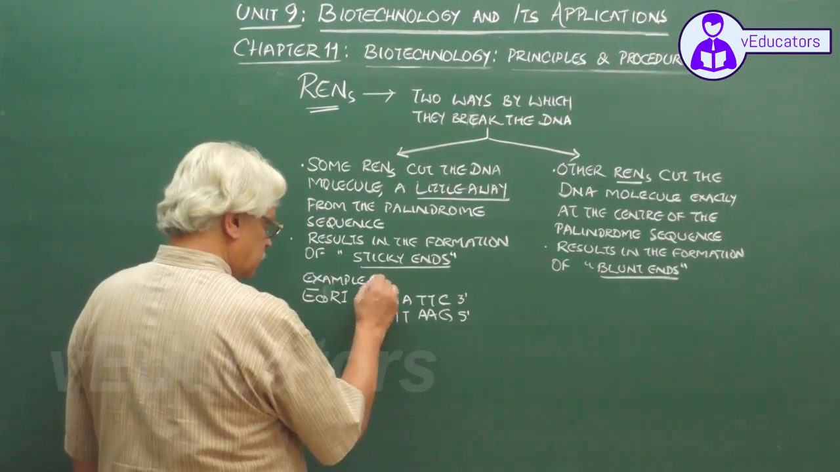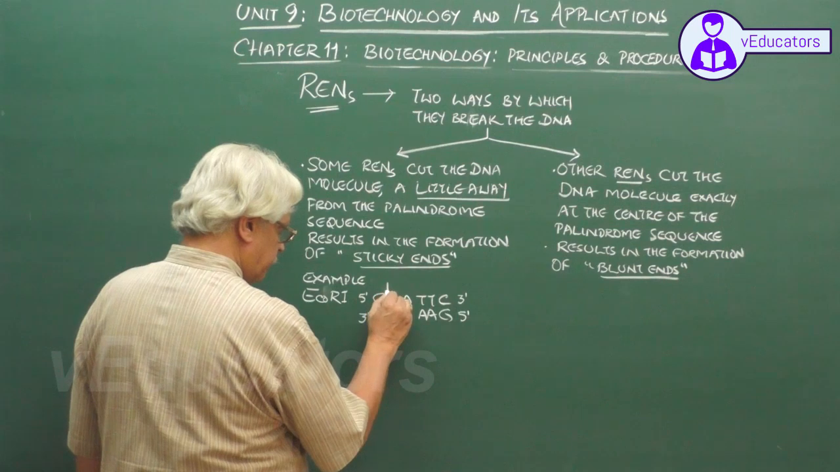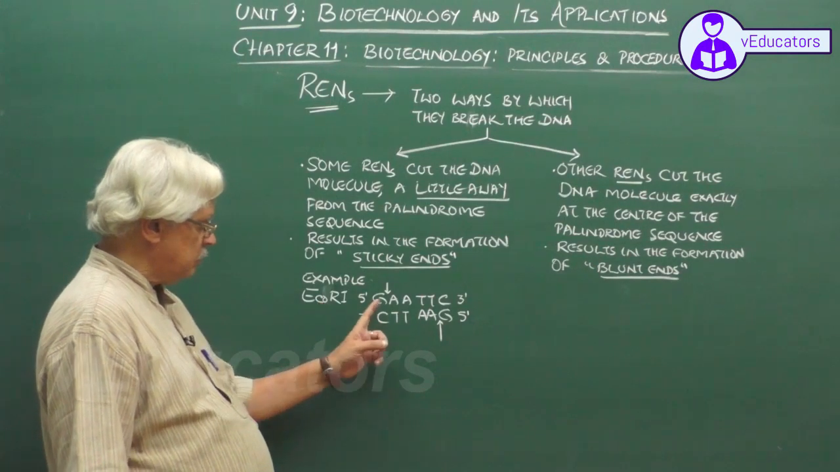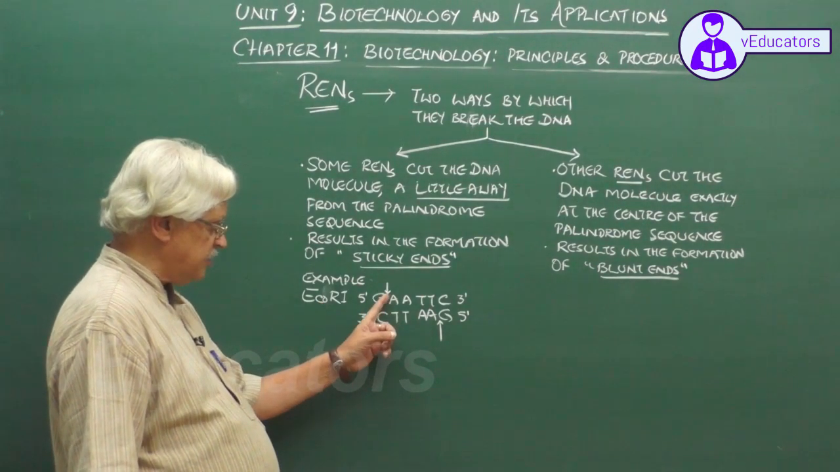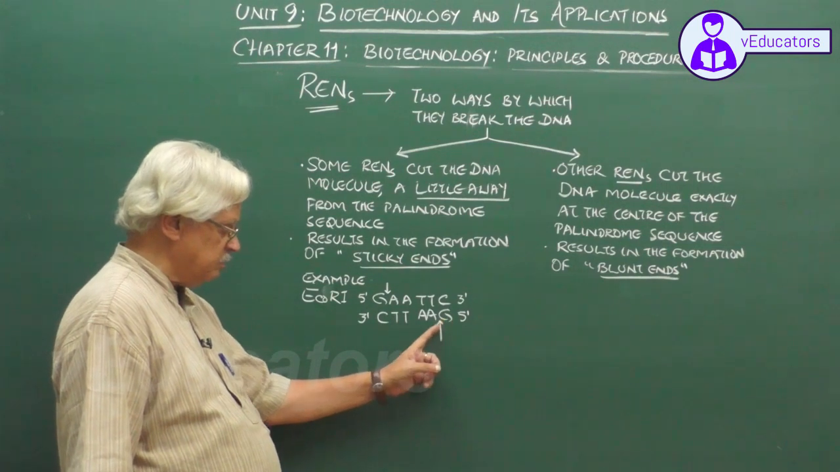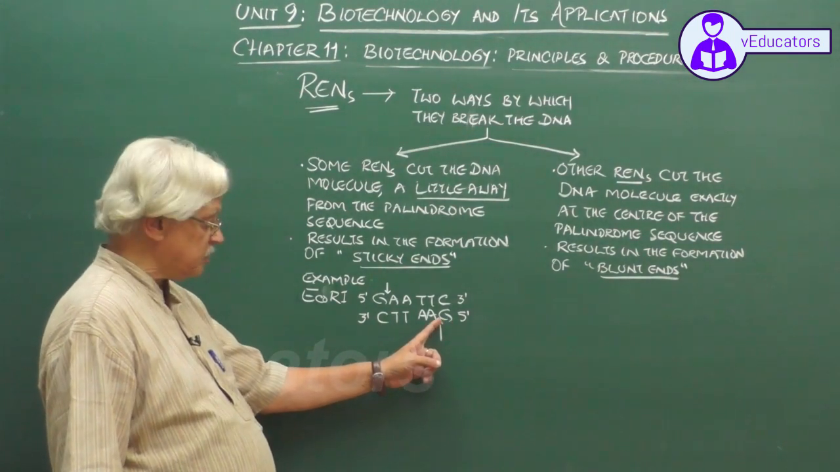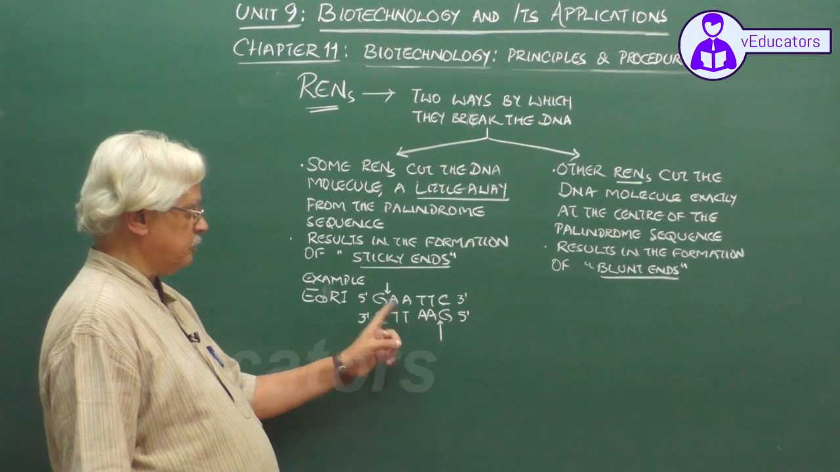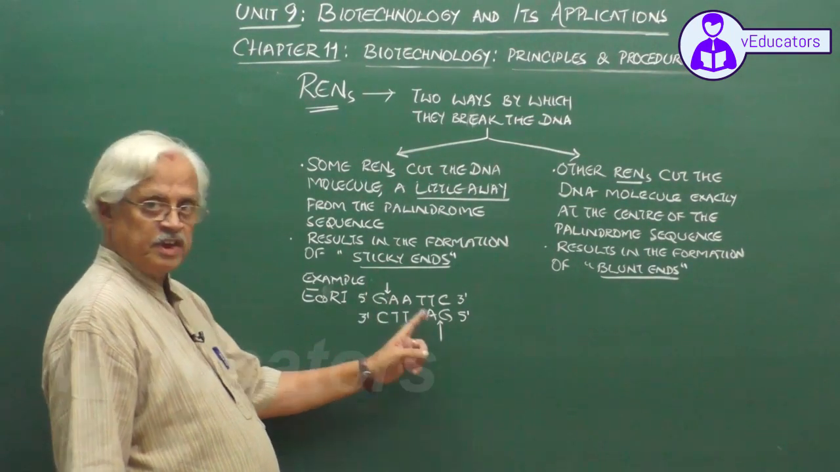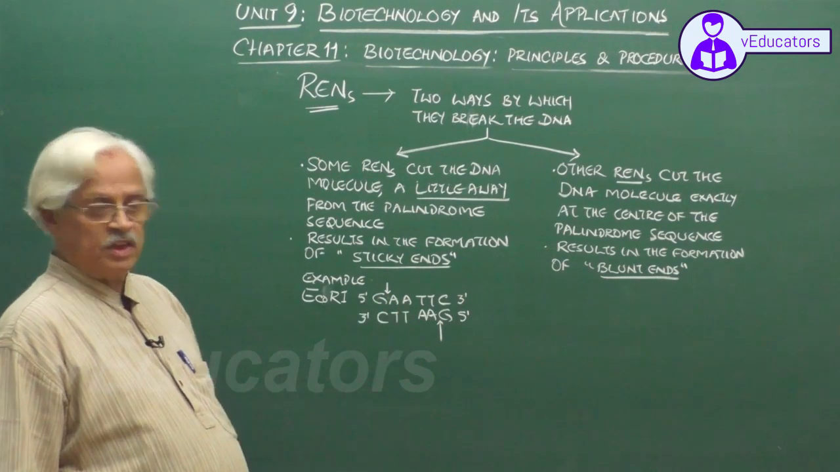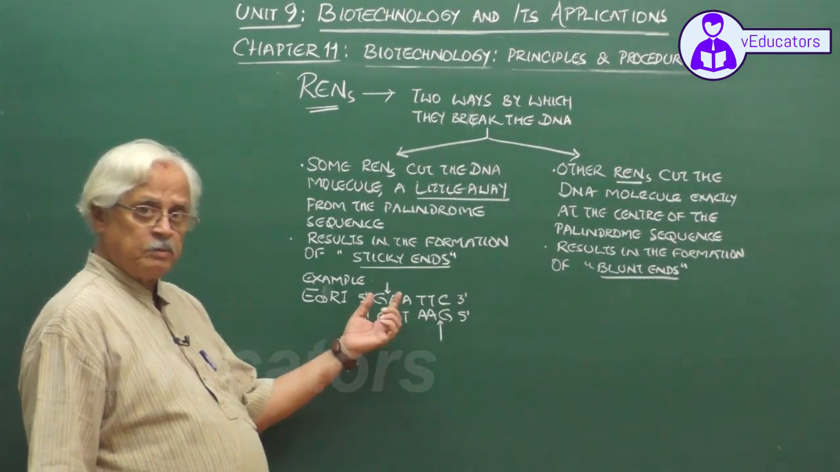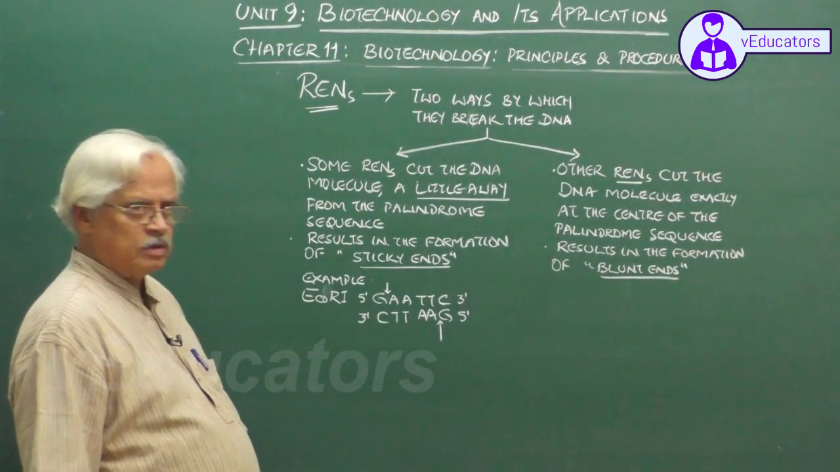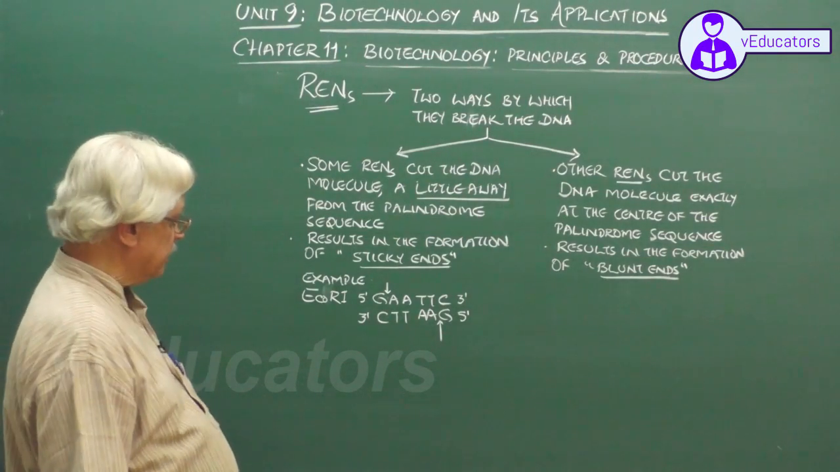EcoR1 cuts the DNA strand. This restriction endonuclease EcoR1 cuts one strand at this end, the other strand exactly at the same sequence in the opposite direction. So, it leaves a sticky end on each side. So, these are called sticky ends. The advantage of these sticky ends is that they can be joined with similar sticky ends of the other DNA molecule using the enzyme DNA ligase.